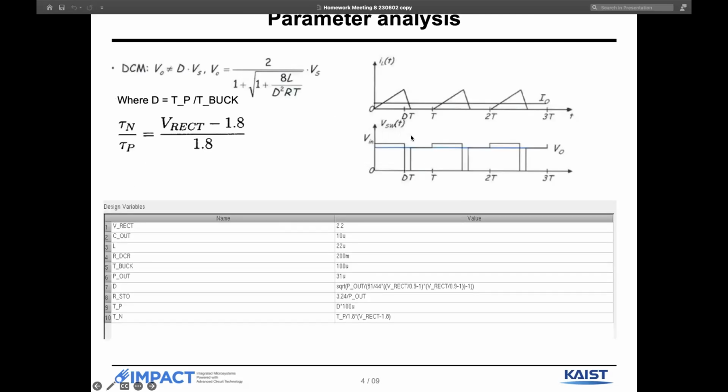These are the formulas and the graph that were given in the homework PPT. This was the equation for D. V naught is VSTO, which is 1.8 volts, and Vs is Vrect, and this is the equation for L. R is RSTO, which is given by VSTO squared divided by P out, and T is T buck, which is 100 microseconds. D is the ratio of TP and T buck, and TP can be given by this.